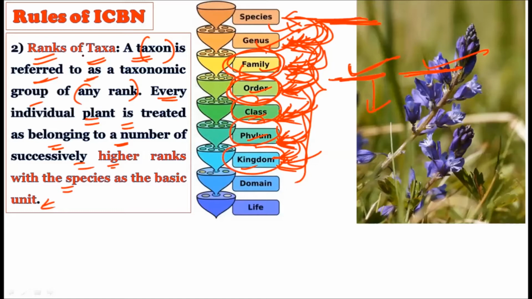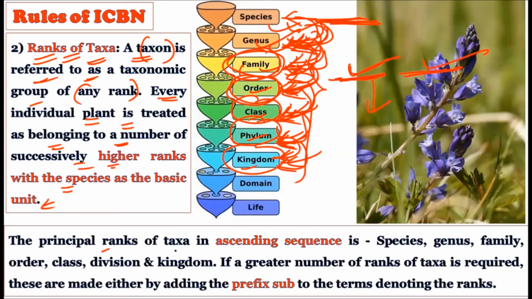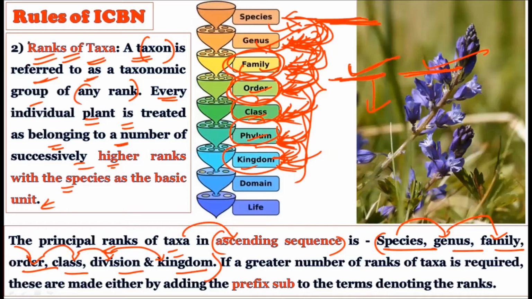So here the rank of the taxa should be accurately given, and this taxon should possess the higher ranks as well, and should have the basic classification at the species level as well, right. See, the principle of ranks of the taxa in the ascending sequence is species, genus, family, order, class, division, and the kingdom. We have discussed this thoroughly in the last lecture. How to follow the ascending sequence for a taxon? It should be from species to genus, because it is ascending, right? Genus to family, family to order, order to class, class to division, and division to the kingdom. So in this way, we should give the ascending sequence for any newly found species by giving it ranks in the taxa.